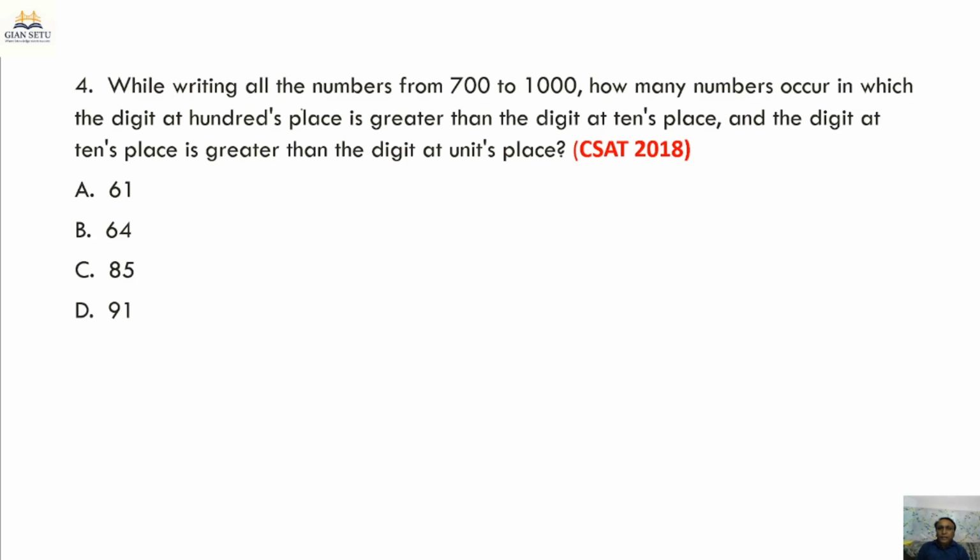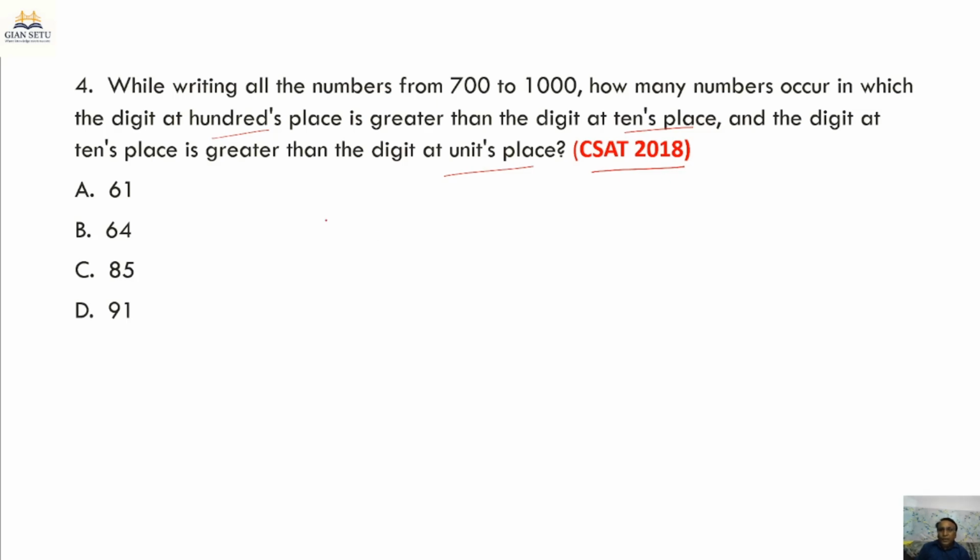While writing all the numbers from 700 to 1000, how many numbers occur in which the digit at hundreds place is greater than the digit at tens place, and the digit at tens place is greater than the digit at units place? This question was asked in UPSC CSAT 2018.